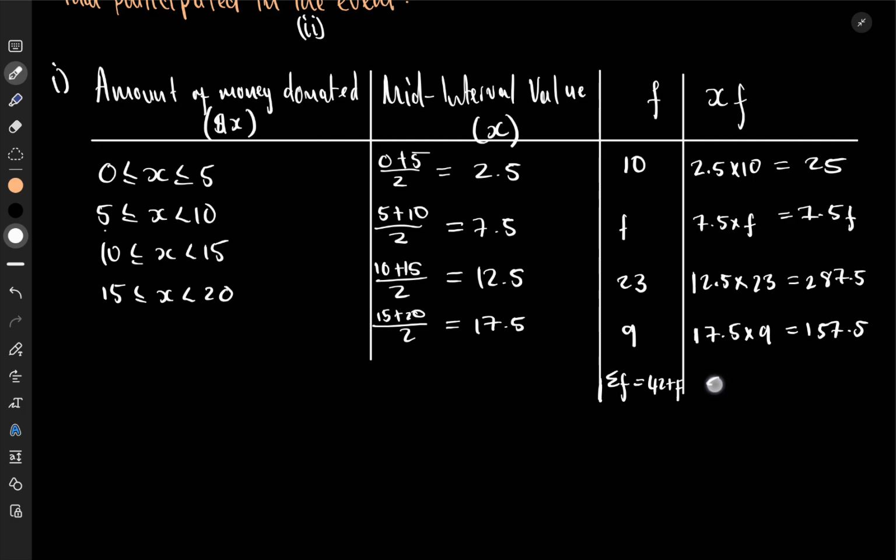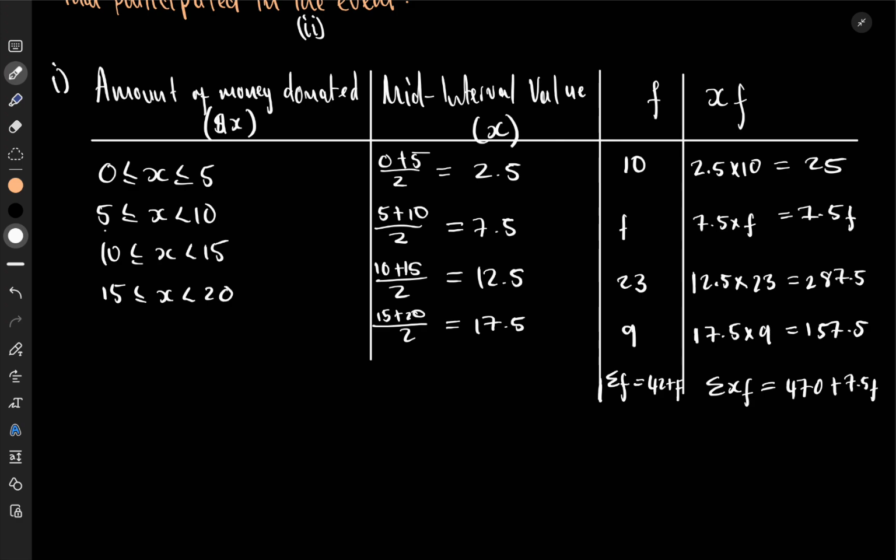Now for these ones, again, we say summation of XF. This is going to be 25 plus 287.5 plus 157.5. I'll get 470. So here I'll have 470 plus 7.5F. Can you see how I'm putting my decimal point? It's a full stop. Don't put a grammar comma. Please, please, please don't put a grammar comma. Okay? Now we'll keep going.